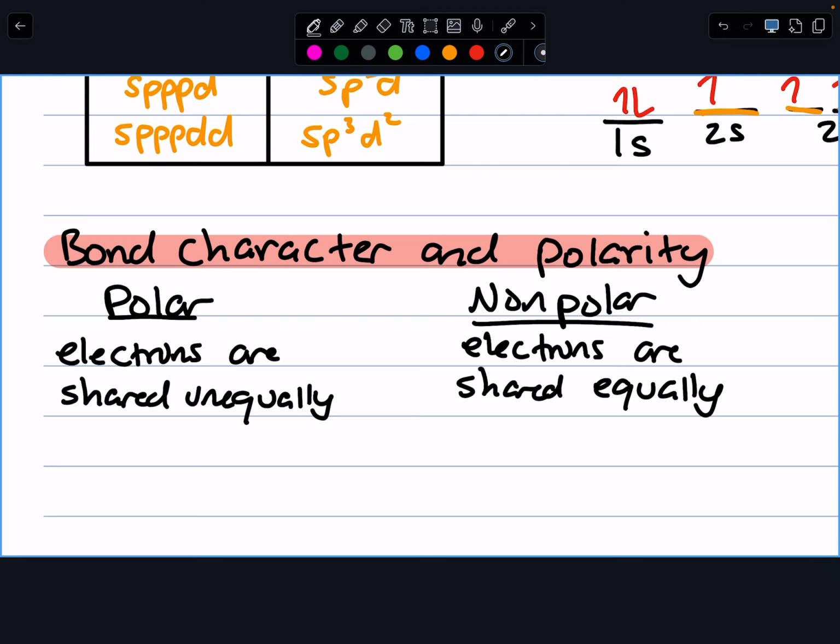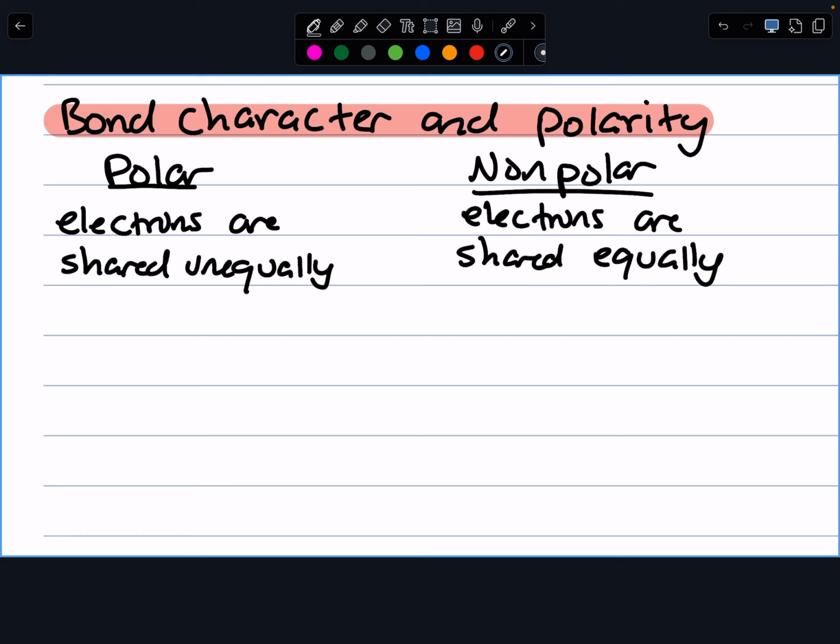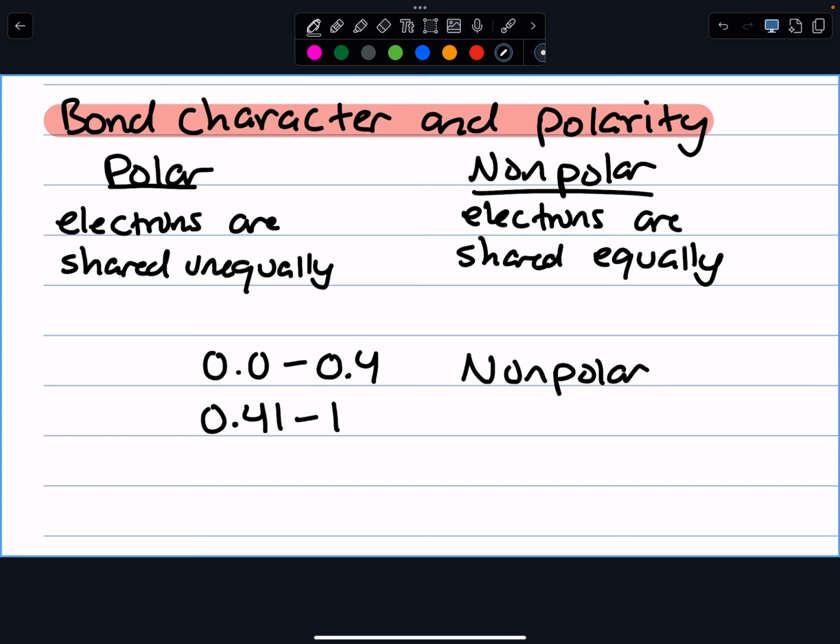Good. So we can use the electronegativity table to determine the values. I'll give this to you on the test, and you have to use that table to know what's going to be polar and what's going to be nonpolar. So I'll write that out. 0 to 0.4 is going to be nonpolar. 0.41 to 1.69 is going to be polar. And then 1.7 plus is going to be something called ionic, which you should be familiar with from chapter 7.